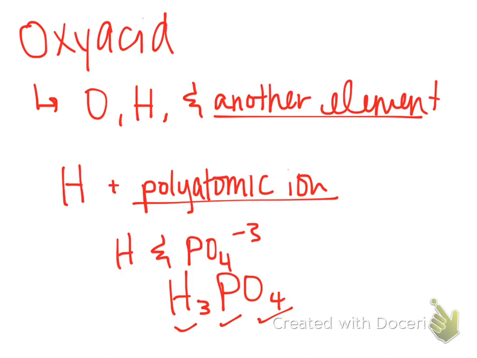Okay, does that kind of make sense? The difference between those two? Binary is just hydrogen plus one other element. Oxyacid is usually hydrogen plus a polyatomic ion. Okay? So you will need out your polyatomic ion cards if you don't have those, or at least your sheet that has your polyatomic ions listed on them or something like that, because you will need those today.